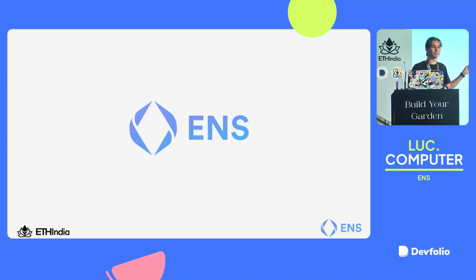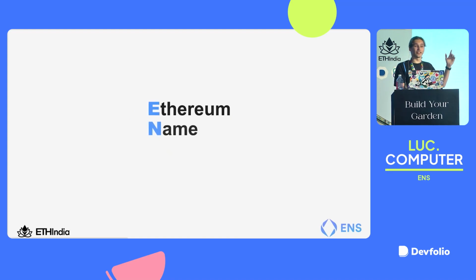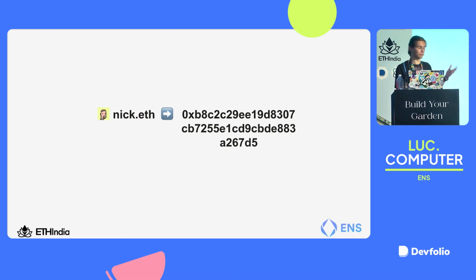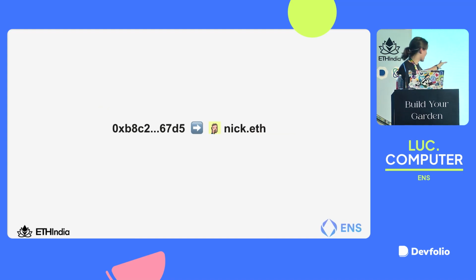ENS, the Ethereum Name Service, is a name service on top of Ethereum that simply turns human-readable names like Nick.eth into machine-readable addresses, such as 0xb8C2. And backwards, so your address into your ENS name, as well as profile pictures.